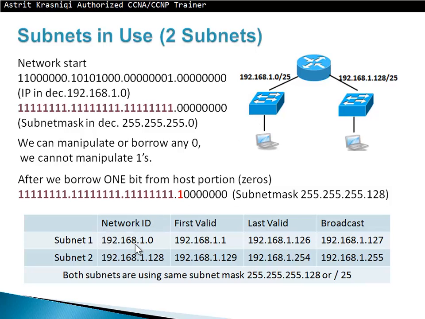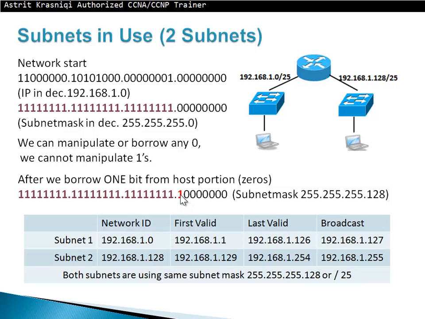So we start with 192.168.1.0. This is what we started with. First valid address is 192.168.1.1. Last valid and broadcast, it is better if you find the next subnet, which is 192.168.1.128. But how did I find that it's 128?